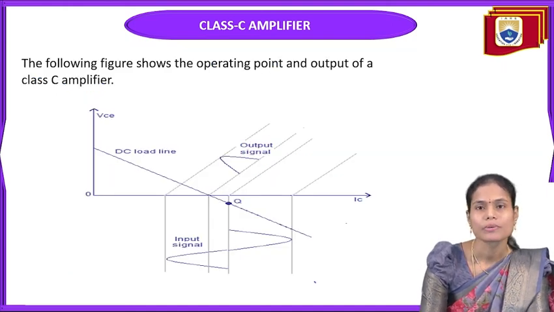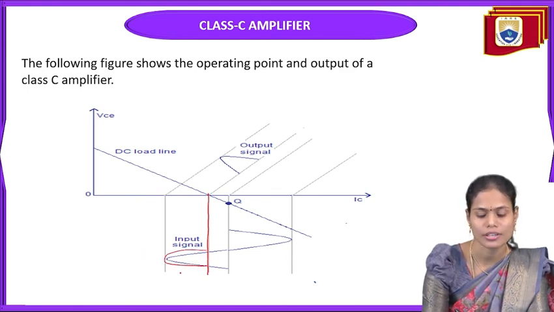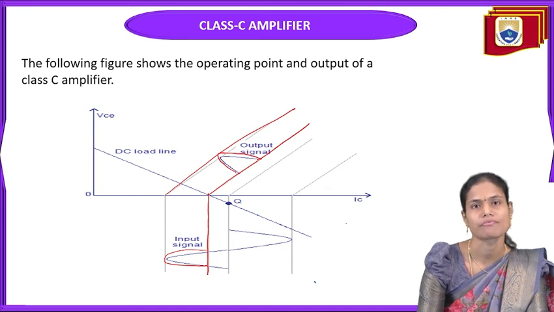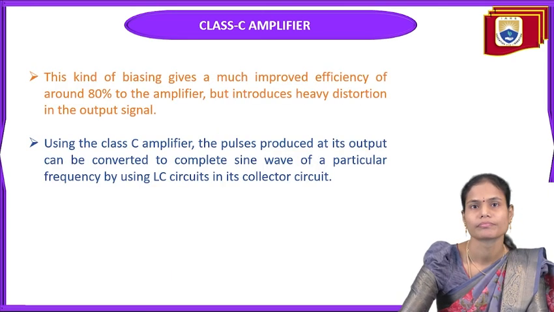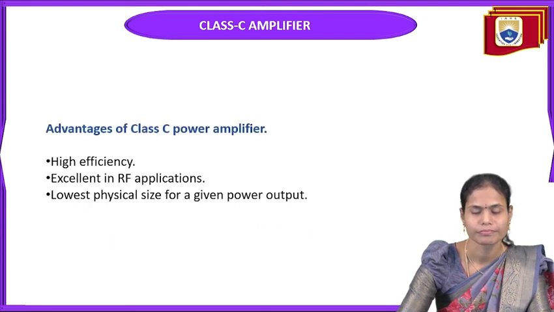So these are the input-output signals in the case of the Class C power amplifier. The input signal we are providing only in this particular range, less than half cycle. So in the output also we are getting the output signal this much only, less than half cycle. Mostly Class C power amplifiers are utilized in RF oscillators or RF amplifier circuits.